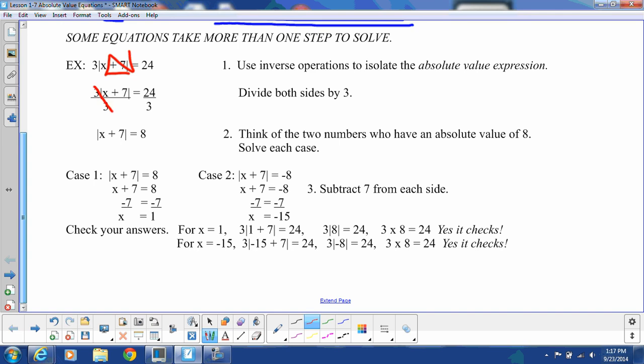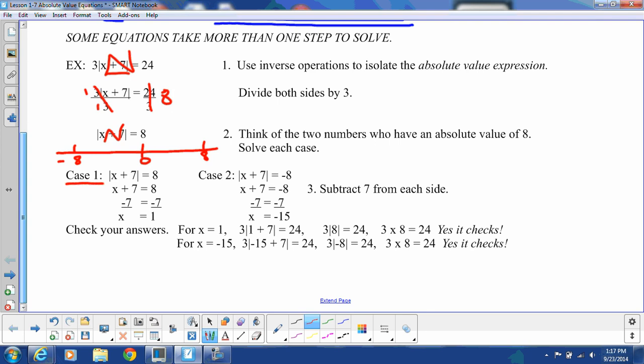On the left, we do 3 divided by 3, which equals 1. On the right, we have 24 divided by 3, which equals 8. Now we're ready for the next step. We have the absolute value of x plus 7 equals 8. There are 2 solutions to this equation because there are 2 numbers who have an absolute value, or a distance, of 8 from 0. There's the positive and then there's the negative. So to solve this equation, you're going to divide it into 2 cases.